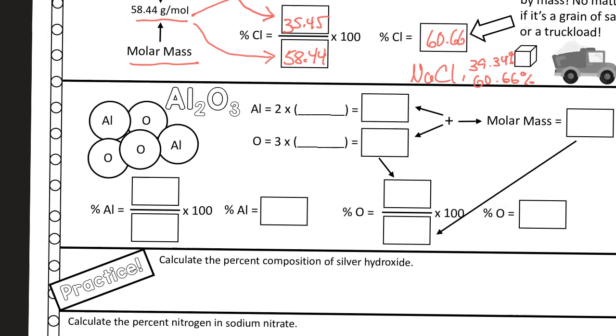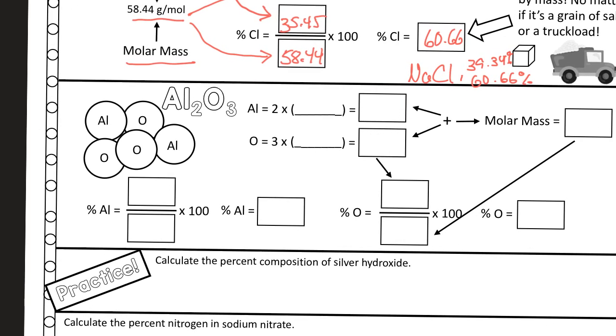Let's try another one. So we've got a new compound here, Al2O3, aluminum oxide. So in this compound, as you already know because you know how to calculate these, we've got 2 aluminum atoms. We've got 3 oxygen atoms. So we need to find out the weights of these and figure out what our total mass is.